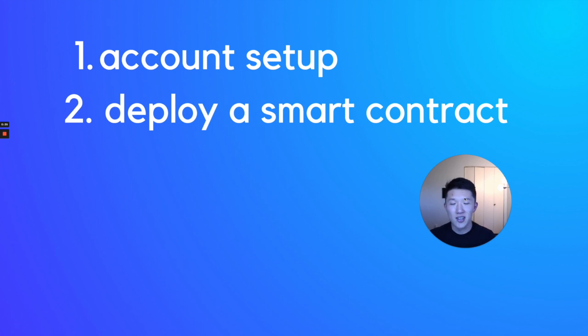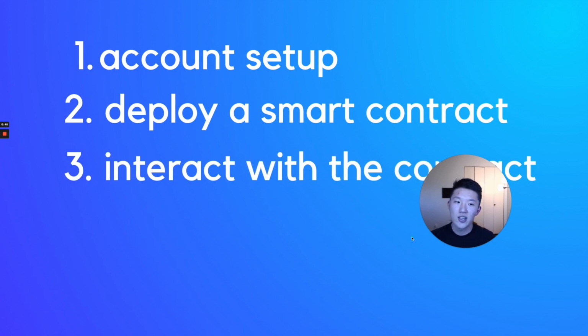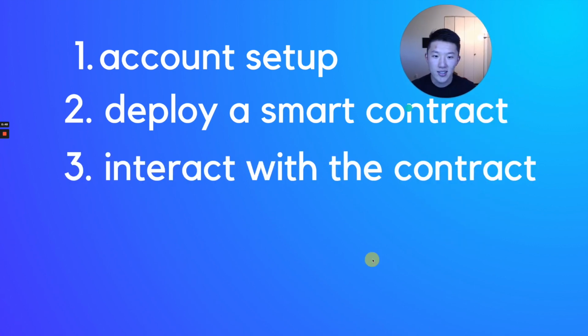But you can basically think of a smart contract as a program that lives on the Ethereum blockchain. So that's step number 2. We're going to write that code and deploy it into a testnet. And then the third thing that we're going to do is to interact with the contract. And this is pretty exciting because after we deploy it, the whole point of deploying it is so that we can do certain things with that contract.